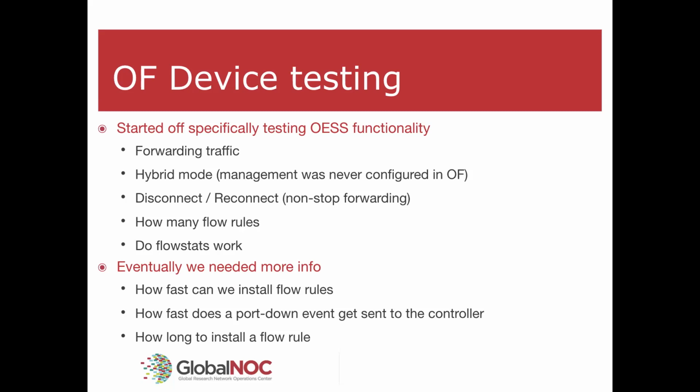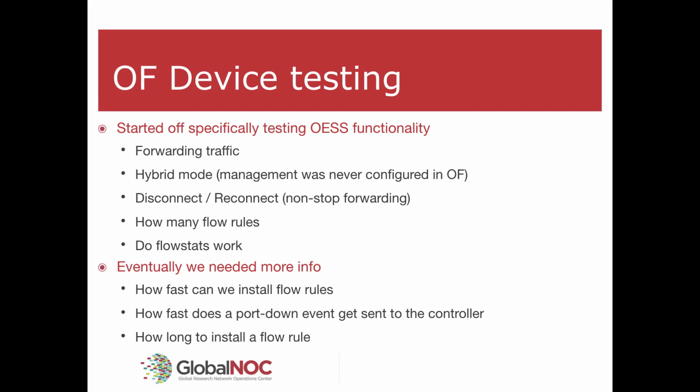How many flow rules can we install? Do flow stats work? Well, that's what we really started off testing with. But eventually we realized we needed some more info to really be able to characterize how the network would work. Things like, well, how fast can we install flow rules? Like how fast can OESS send them? How fast can we receive a port down message from the switch? Like we put a port down, how long does it take for the switch to detect that, send a port status message? And then what's the latency from that switch to the controller, and how fast can the controller respond?